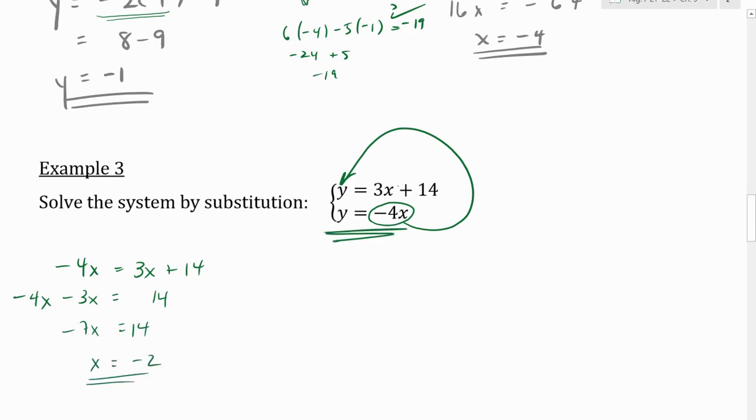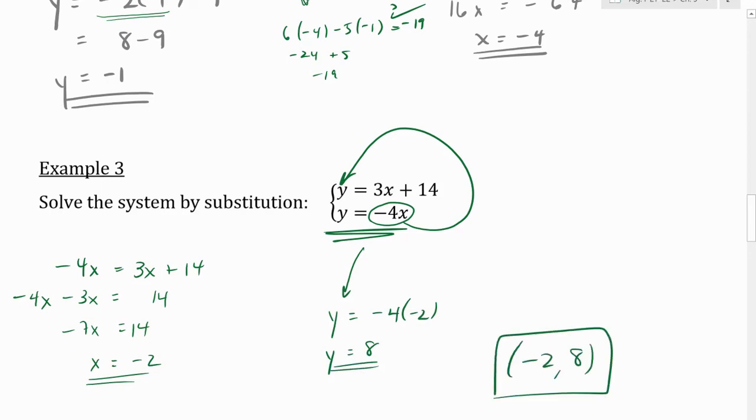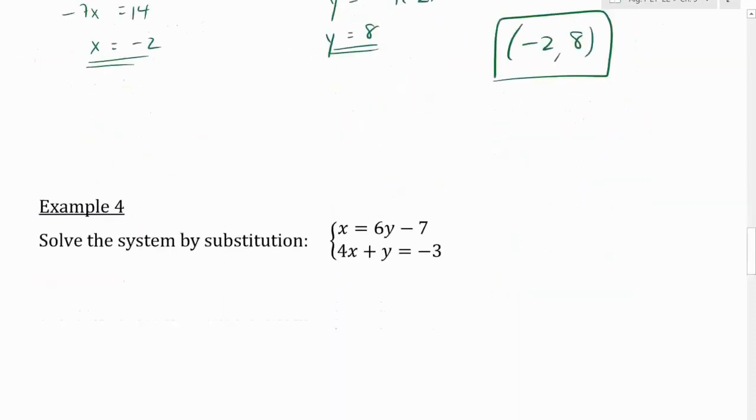Pick one of these two equations. Your y is negative 4 times your x. So your y is 8. There's our solution. And again, if we double check, is the y 3 times the x plus 14? It sure is. Is your y negative 4 times your x? It sure is. Okay, all right.